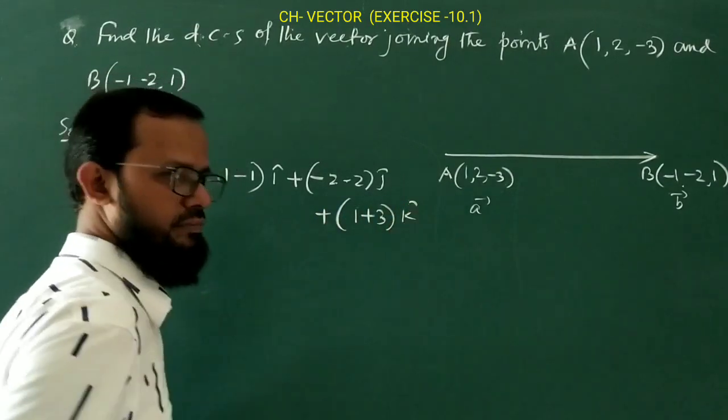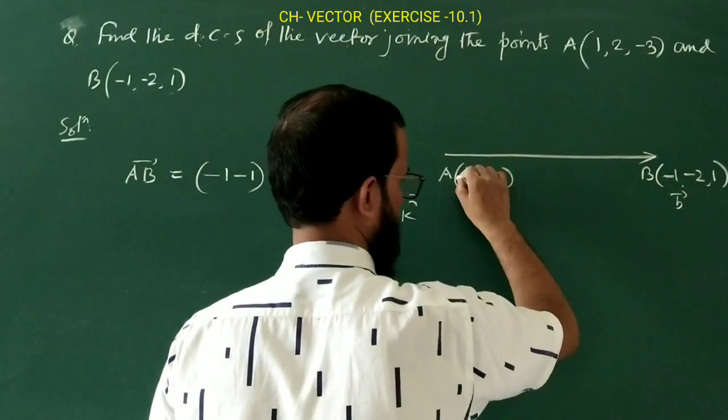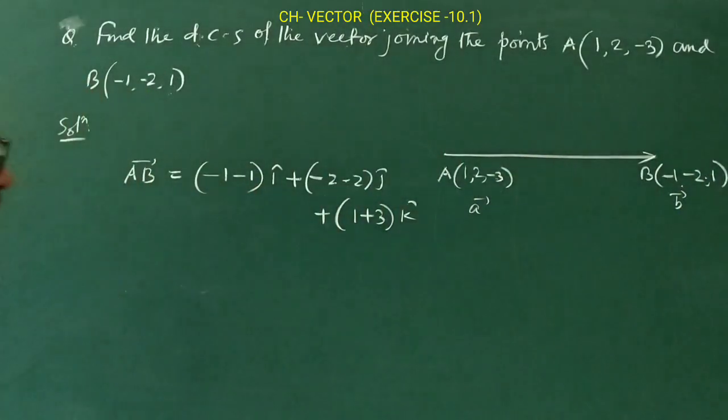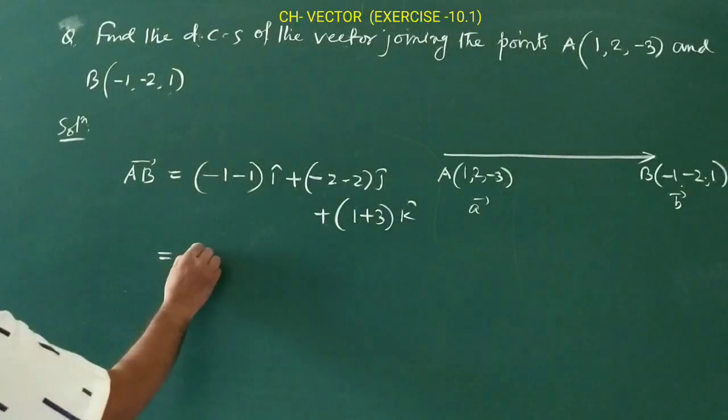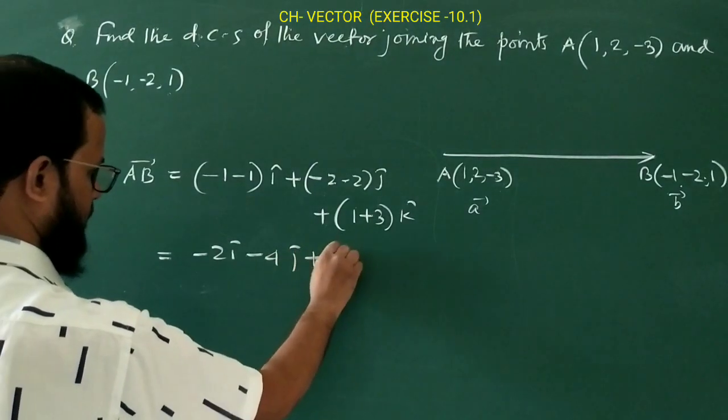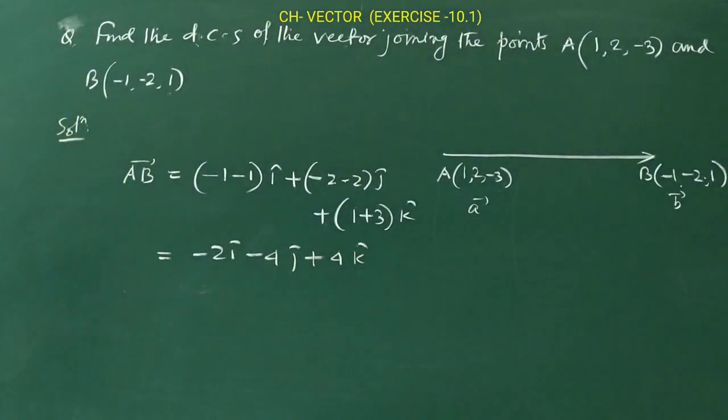I hope you understand. कैसे, this one minus this. Okay, this one minus this, this one minus this. Okay, finally what is the AB vector? AB vector equal to minus 2 i cap minus 4 j cap plus 4 k cap. This is your AB vector.